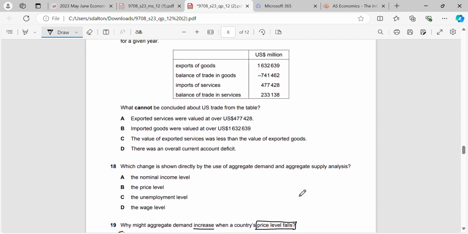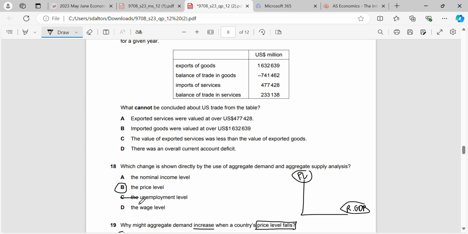Question 18. What change is shown directly by the use of AD and AS analysis? Really very simple. This is the price level. Just think about it. When you draw AD and AS, what do you put on your diagrams? You put the price level, and then you put real GDP. Now, real GDP is not given to us as an option here, so we have to go with the other one that is, which is the price level.